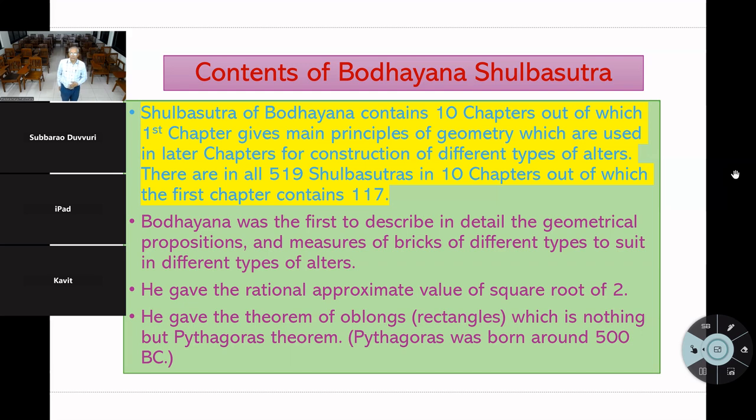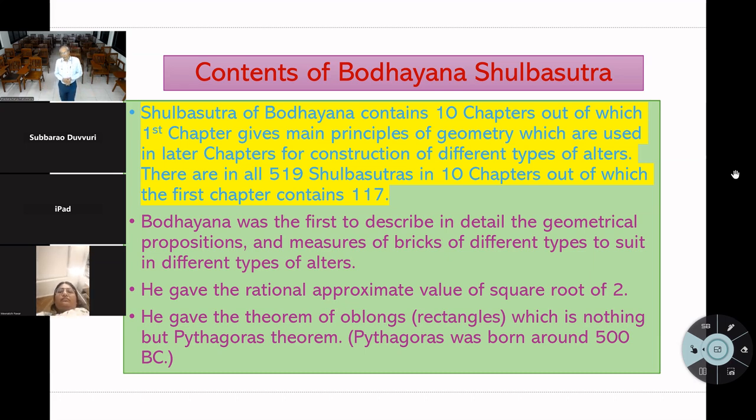Whatever results are there in geometry which we study in high school, they are there. Apart from that, geometrical theorems like the Pythagoras theorem are required for the construction of altars, and they are already there. So Bodhayana was the first to describe in detail the geometrical propositions and measures of bricks of different types to suit different types of altars.